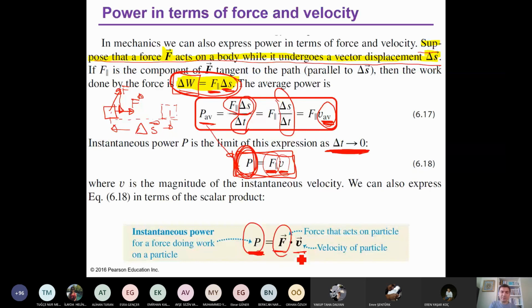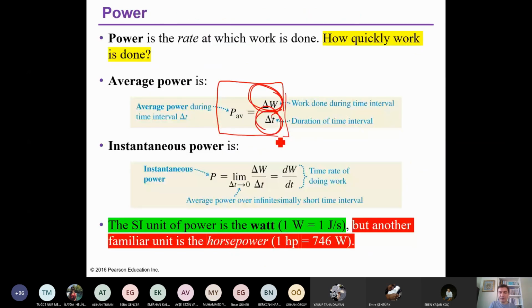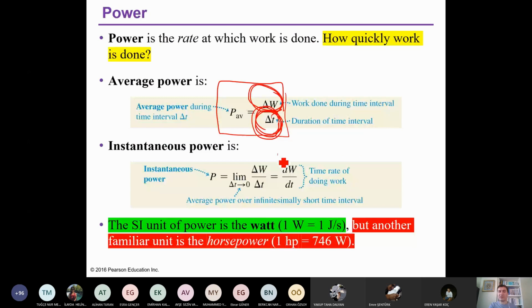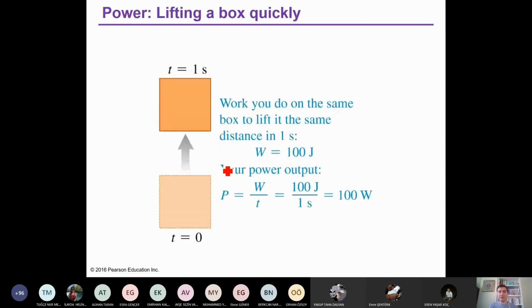Here we have power given by work over time interval, okay? And here we have power, F times V, in terms of force and velocity. Sometimes this is very useful, sometimes that is very useful, depending on the question and the application. So instantaneous power and average power have two different types of definition. Any question here?